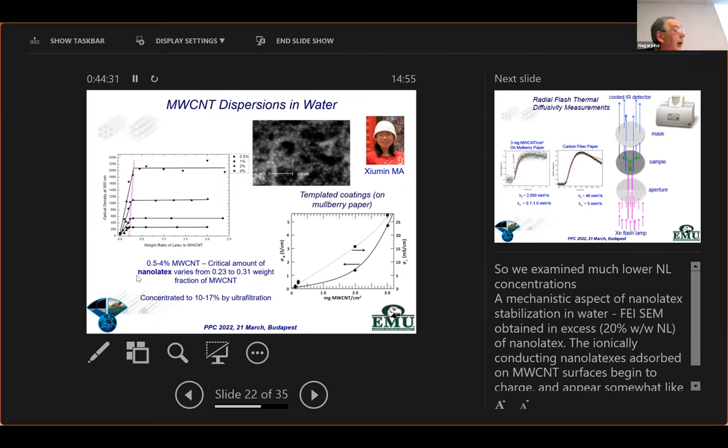But more interesting, when we have an excess of nanolatex and sediment the nanotubes and look at them by field emission ionization SEM, they exhibit saturation absorption. This is one of those one-picture-is-worth-10,000-words kinds of things, better than cartoons. We can see the background nanotubes that are electrically conducting, but the nanolatexes are ionically conducting, so they tend to charge up in the field, which makes them appear like octopus or squid tentacles. They look like they're randomly close packed on the surface.